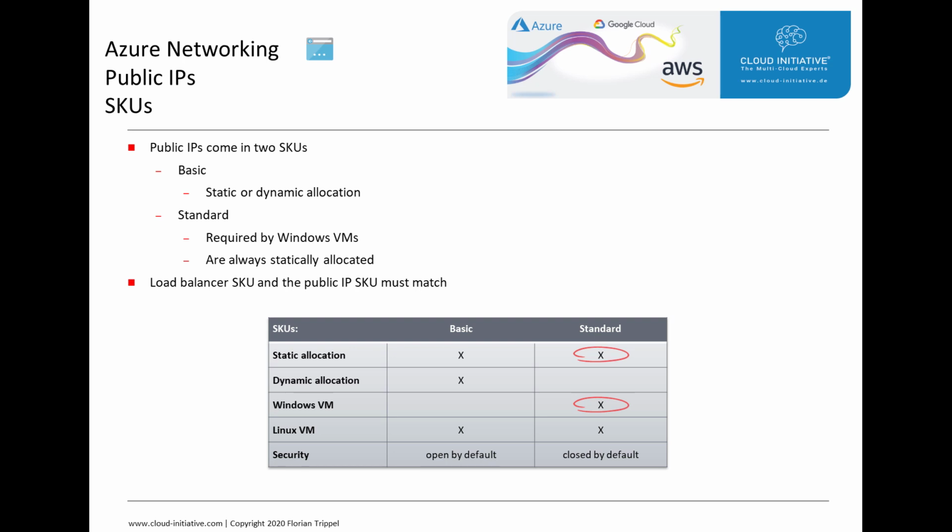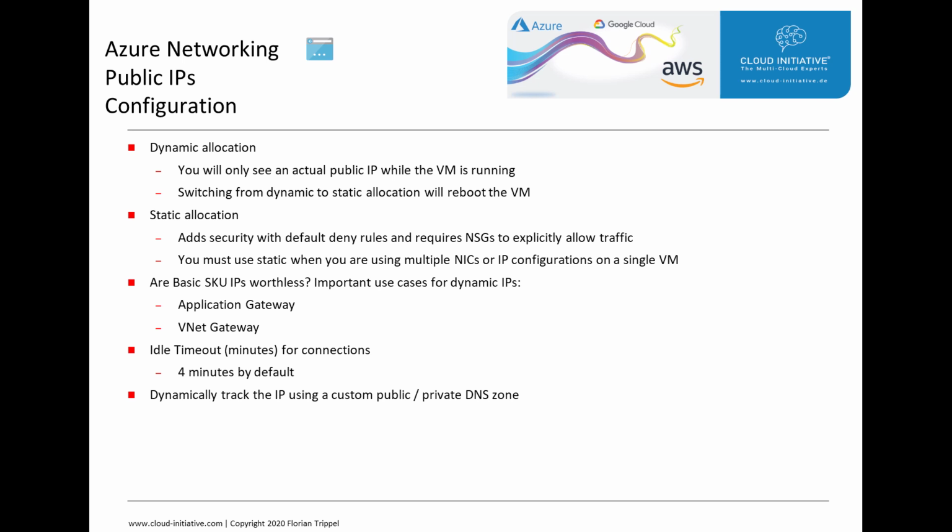So naturally the question arises whether basic SKU IPs are less valuable than standard SKU IPs. But this is not so, because some Azure services, such as Application Gateway and VNet gateways, require dynamically allocated public IPs. And this is only available in the basic SKU. We can also customize some connection settings, such as the idle timeout for connections, which by default is 4 minutes.